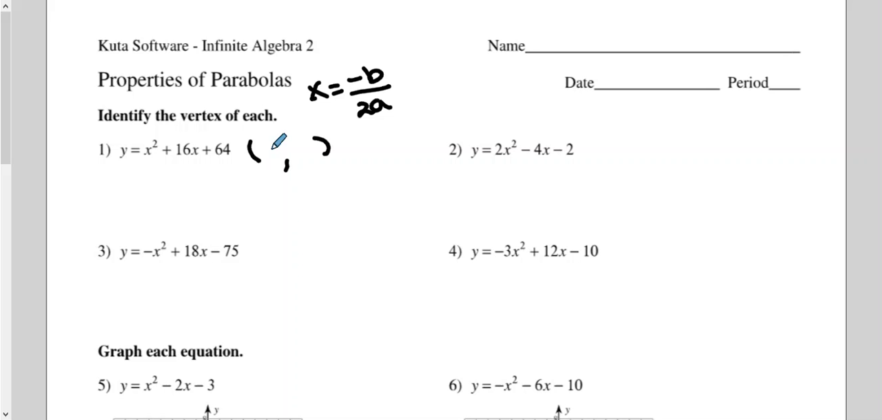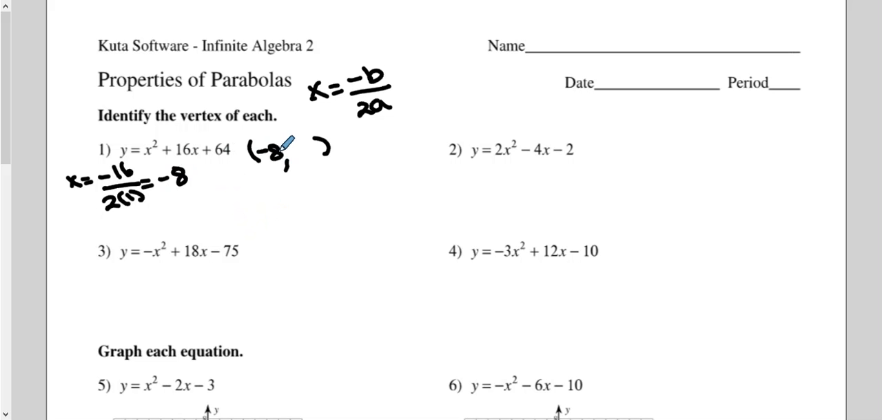So let's find the x-coordinate. I'm going to use that formula. So you have x equals negative b, so negative 16, here's the b, over 2 times your a, which a here is 1. So you have negative 16, 2 times 1 is 2, so negative 16 divided by 2 is negative 8. That is the x-coordinate of my vertex.